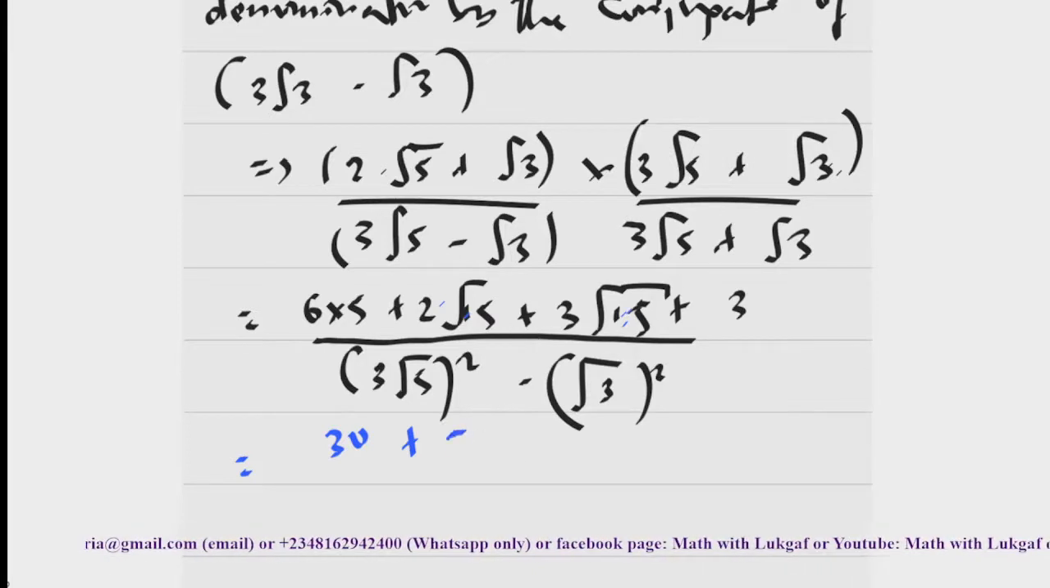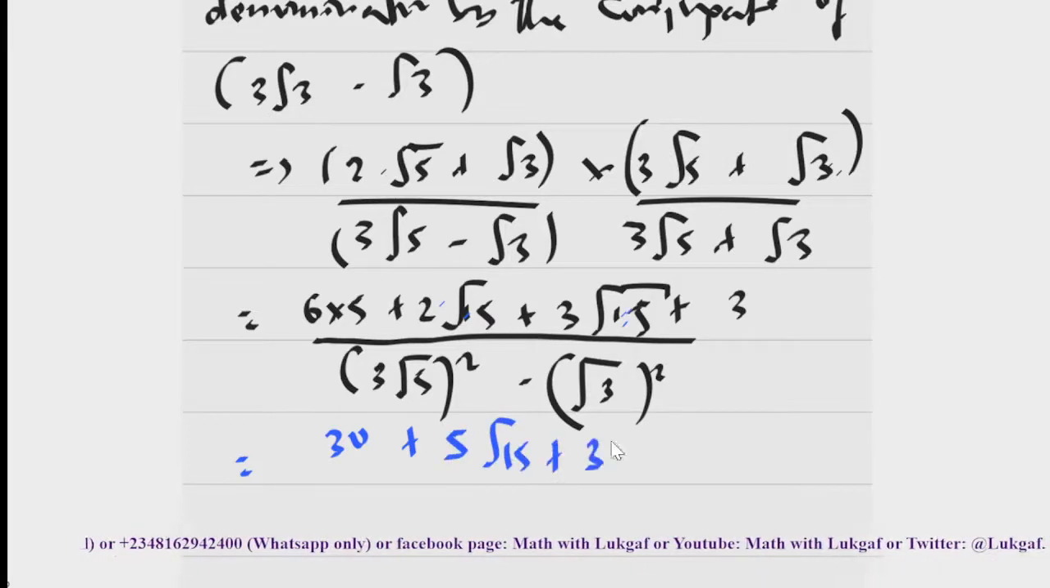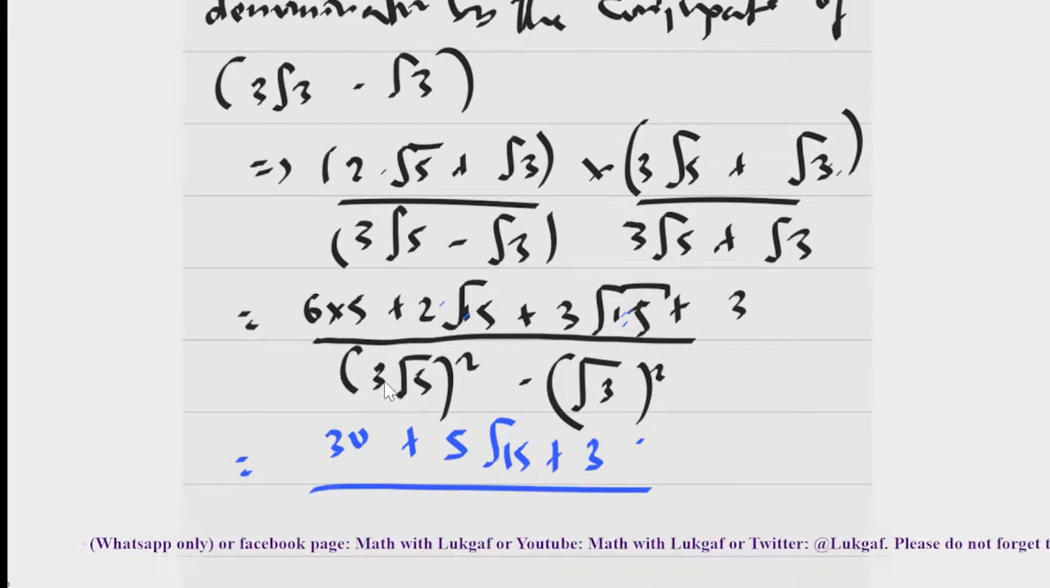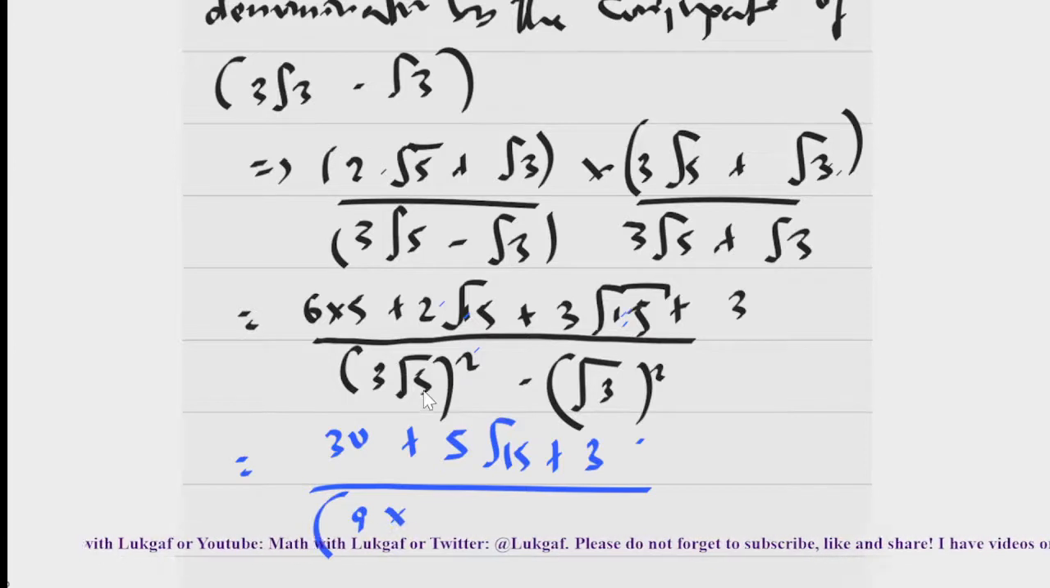That's going to give me 5 root 15 plus 3, divided by, if you square this, 3 squared will give me 9, times root 5 squared will give me 5. Root 5 times root 5 is 5. Root a multiplied by root a is a. Then minus 3. I hope you understand.